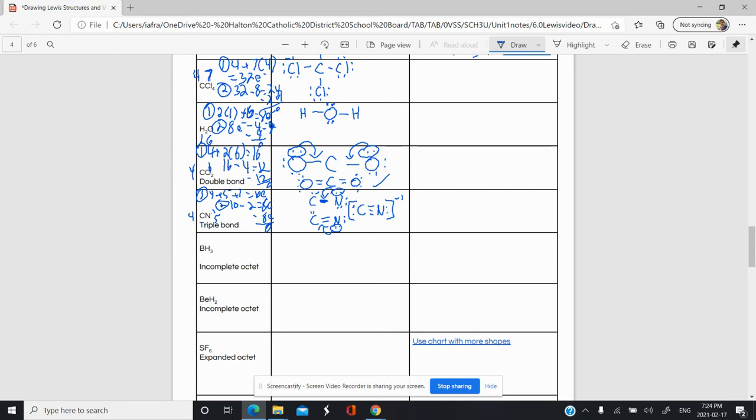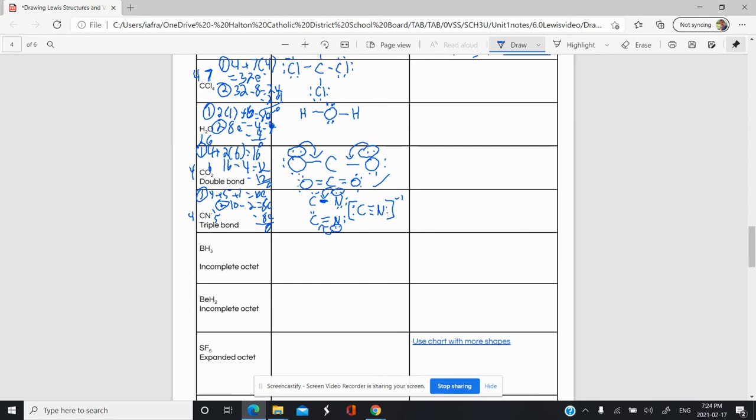So when you're counting your valence electrons, if you see a polyatomic ion, you need to make sure you add the number of electrons that corresponds to that negative charge to it. If it's a positive ion, you take away the number of electrons from your valence electrons based on the positive charge. Like ammonium, for example, is +1.